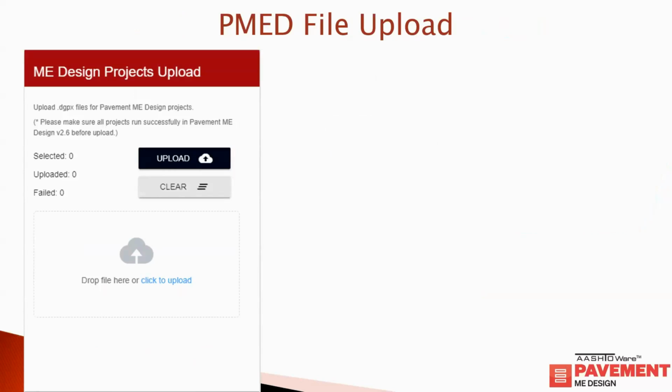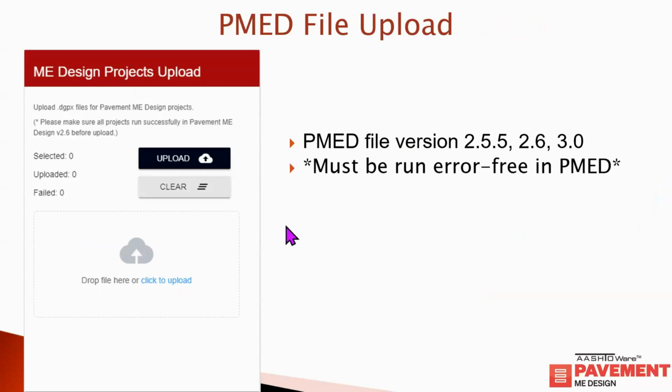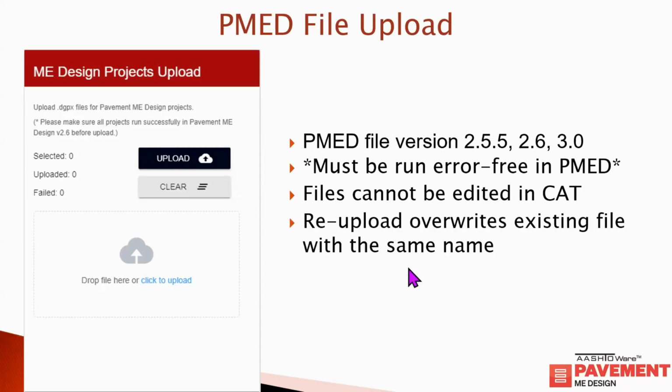Okay, and this is basically how you're doing it. This is the screen interface for uploading the Pavement ME Design files. Make sure that you've run these files in the Pavement ME Design before you try loading them into the CAT, because you cannot edit Pavement ME Design files in the CAT. If there's a problem with them, you're not going to fix them there. And anytime you re-upload the same file, it's going to overwrite the existing file with the same name.